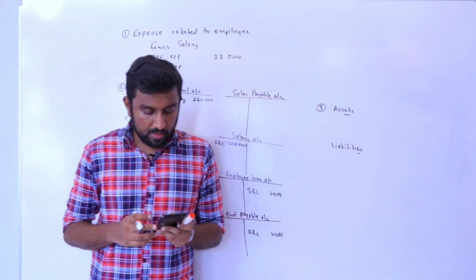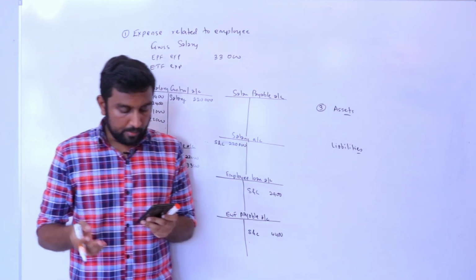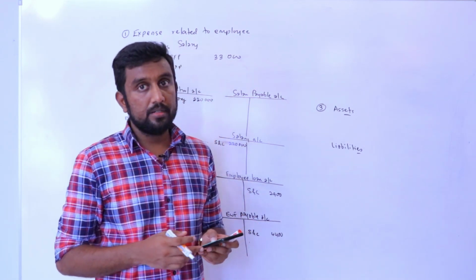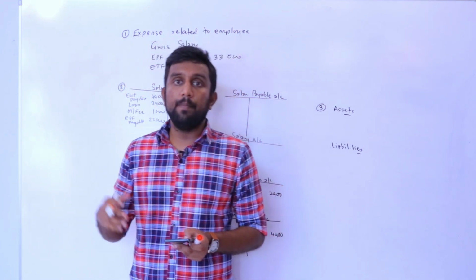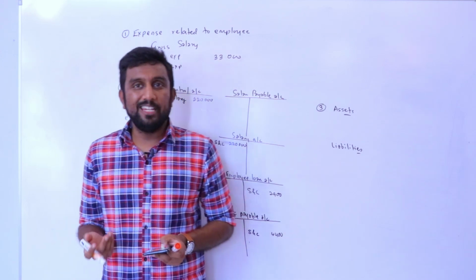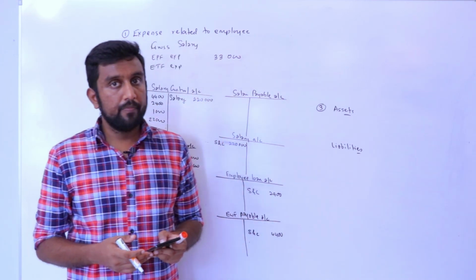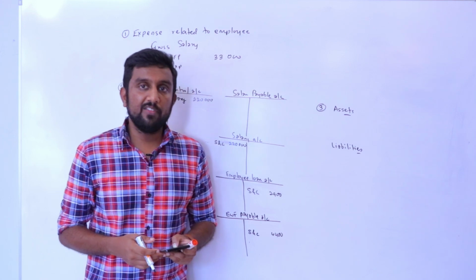Then they gave ETF contribution 3%. The amount also given as 6,600. So this is contributed by employer. What is the double entry for ETF contribution by employer? ETF expense account debit, ETF payable account credit.